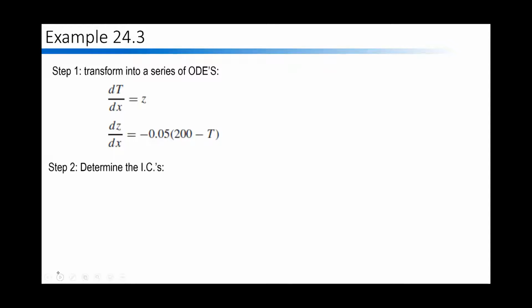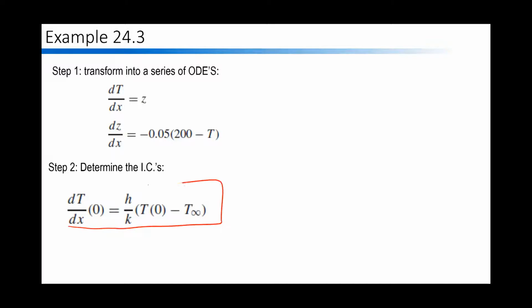We now need to determine initial conditions. In this case, we need to pick which side we're going to operate on. We need to pick the Neumann boundary condition. We need to choose the side that has that derivative in it. So this is going to be our initial condition. This is going to say dT/dx at 0 equals h over k times (T0 minus T infinity).